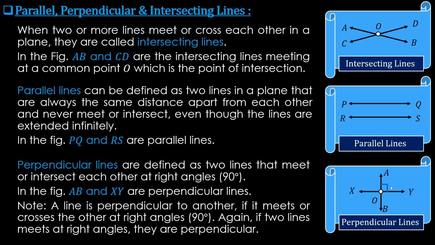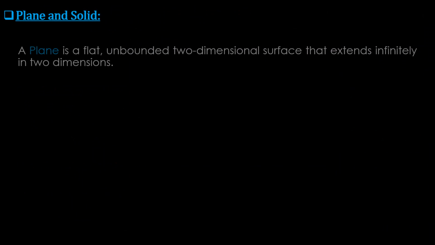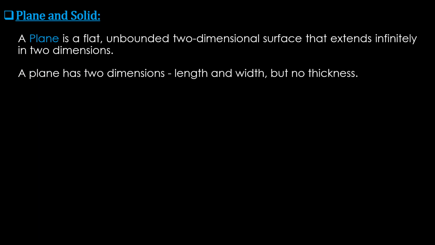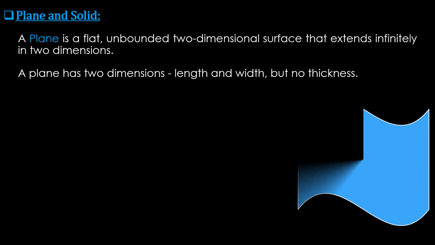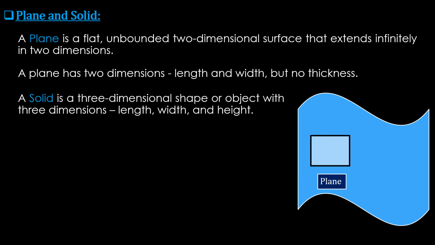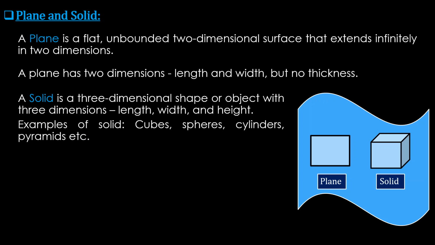Plane and solid. A plane is a flat, unbounded two-dimensional surface that extends infinitely in two dimensions. A plane has two dimensions, length and width, but no thickness. So this is a plane, two-dimensional. A solid is a three-dimensional shape or object with three dimensions, length, width and height. This is a solid, three-dimensional. Examples of solid: cubes, spheres, cylinders, pyramids, etc.